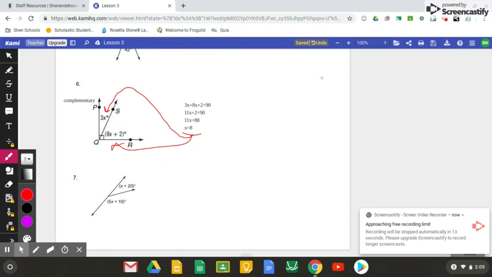All right. So I'm almost out of time. Your task to see that you're understanding this, you're going to do number 7. So state the angle relationship, set up the problem, solve for x, find the angle measures. All right. You got 7. Go for it.